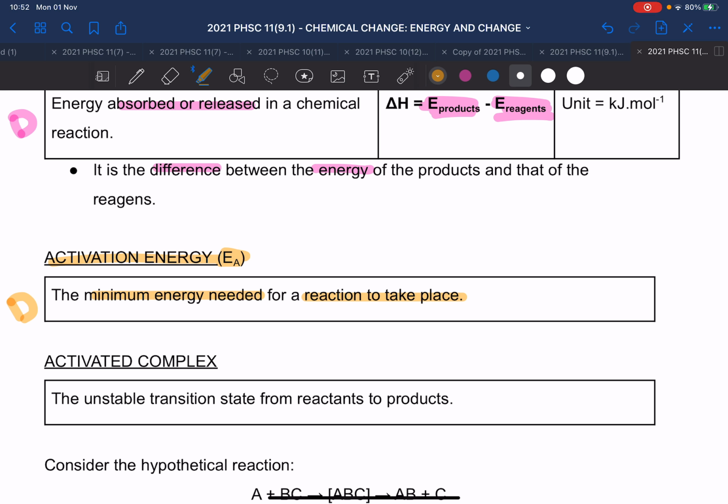Alright. So the activation energy will differ for each reaction. Some will need lots of energy, some will require very little energy. So the activation energy is the minimum energy needed for a reaction to take place, for a reaction to start, for a reaction to happen. Now, that sounds more or less the same as what type of energy that we just discussed on the previous page? On the previous page, we also discussed the energy.